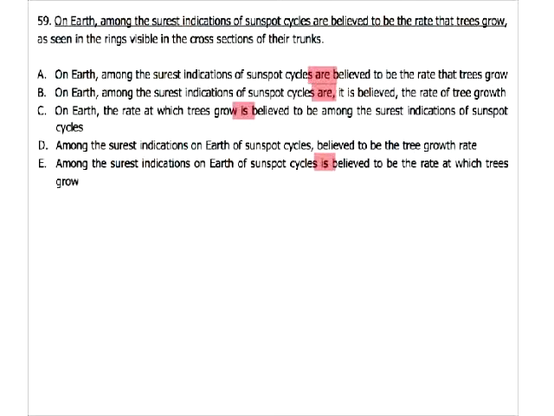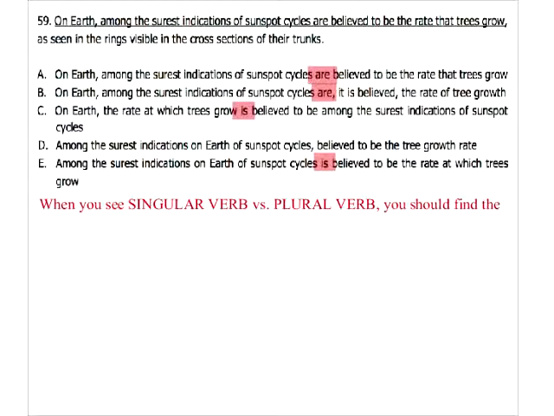So whenever you see that kind of thing, when you see singular verb versus plural verb, you should go find the subject of each verb. Now notice that "among the surest indications" cannot be a subject, because that's not a thing. It's not a noun, right? Prepositional phrases are modifiers. So as a background, make sure you know this.